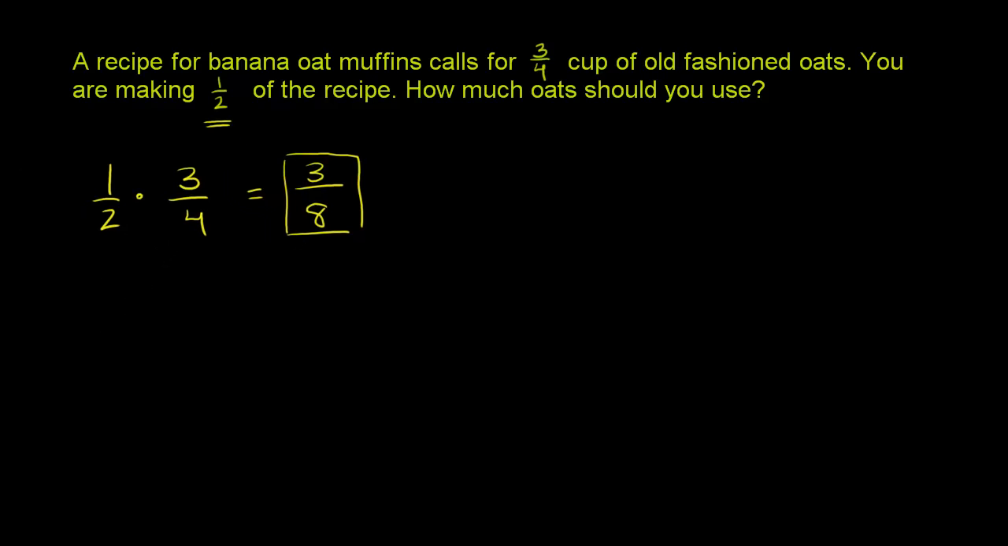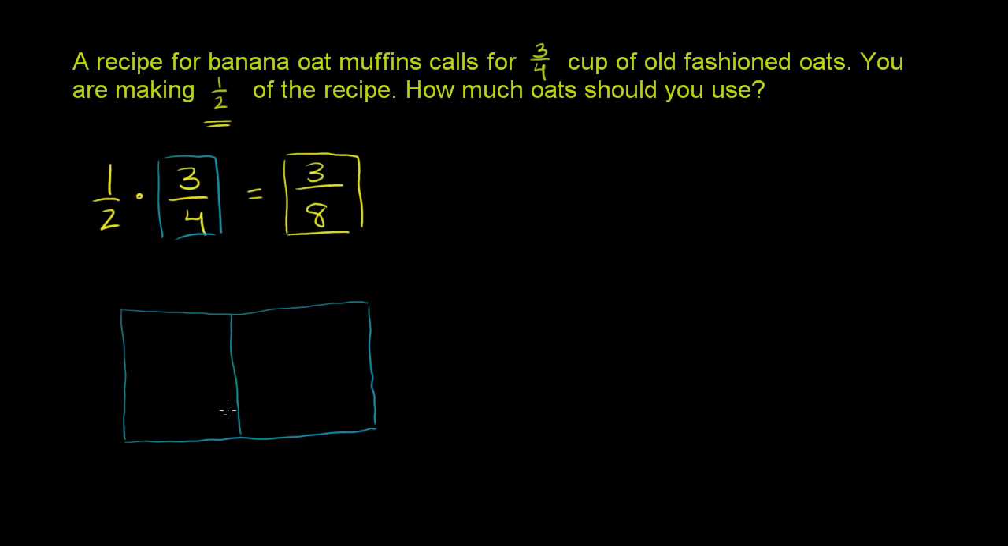Let me draw what 3/4 looks like, or essentially how much oats you would need if you're doing the whole recipe. Let's say that this represents a whole cup, and if we put it into fourths, 3/4 would represent 3 of these. So it would represent 1, 2, 3. It would represent that many oats.